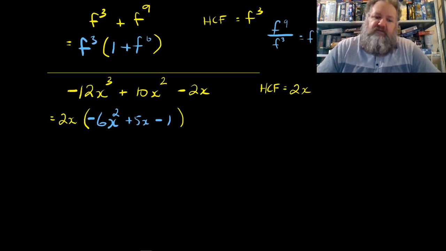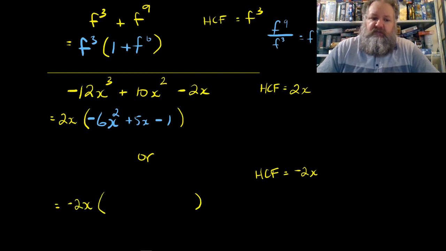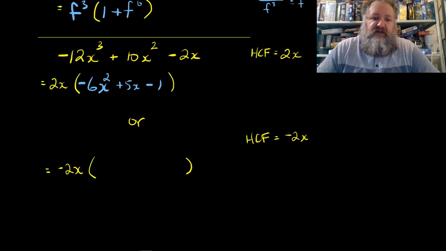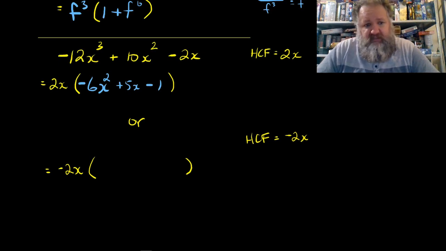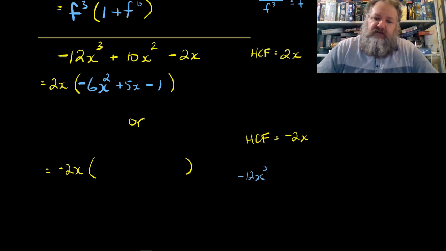So what if, when I factored this, I took a highest common factor of negative 2x? Well, what do I end up with? Let's do that. I'm going to do this again, but this time I'm going to use a factor of negative 2x. Once again, I'll need to divide each of my terms by my factor that's out the front. All right, so what will negative 12x cubed divided by negative 2x be? I might even make a little note of that just so you can see what's happening.